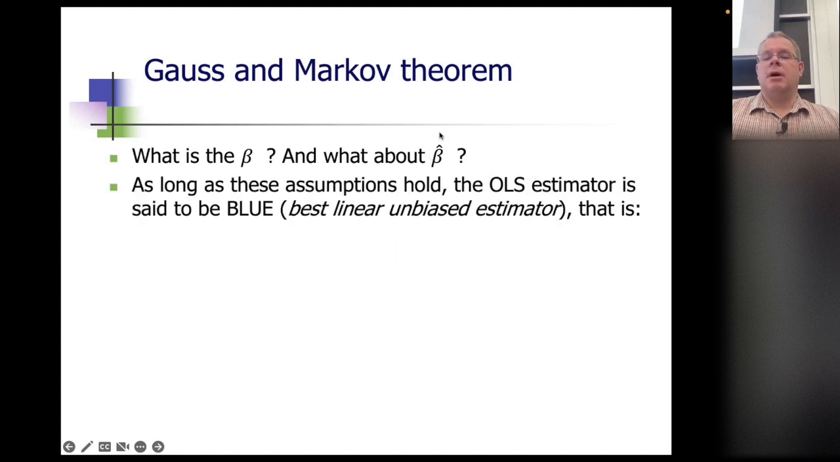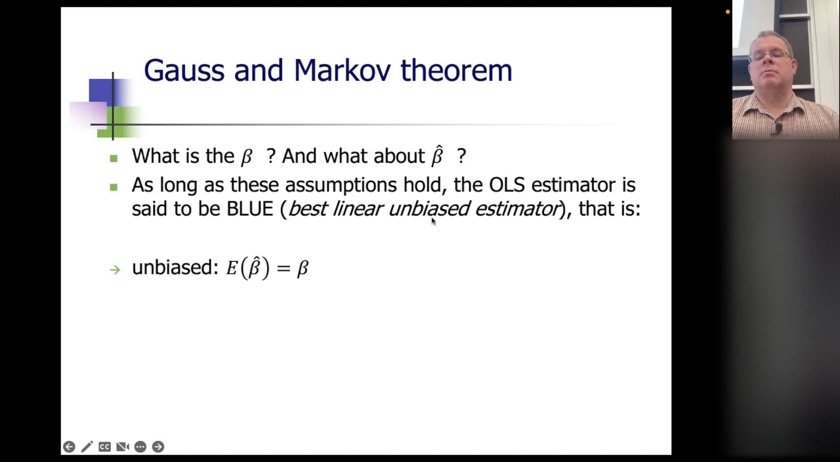Now, what can we say about these beta hats? Well, there is an acronym, which is a very nice one, which says if all those assumptions are fulfilled, then this beta hat, the OLS estimator, is BLUE, which abbreviates best linear unbiased estimator. So that says actually 4 things. One of them is that it's linear, which is something that you can see, that obviously it's a linear function of y, so nothing to talk about.